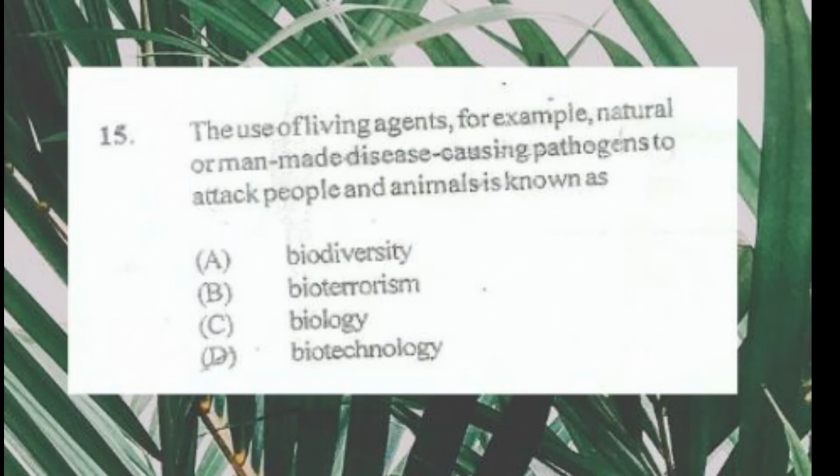Number 15. The use of living agents, for example, natural or man-made disease causing pathogens to attack people and animals, is known as A. Biodiversity, B. Bioterrorism, C. Biology, D. Biotechnology. The answer is B. Bioterrorism.